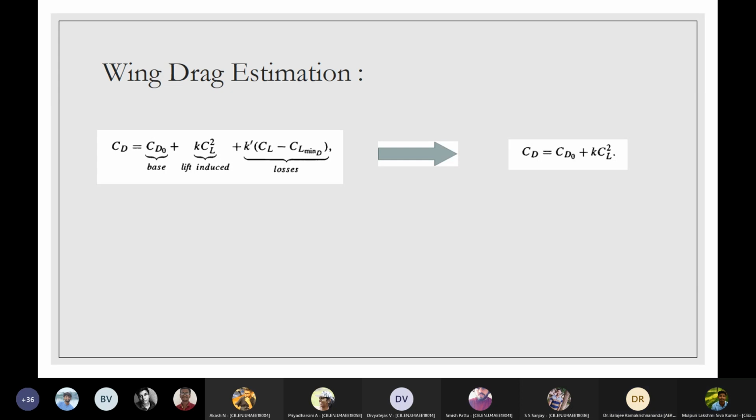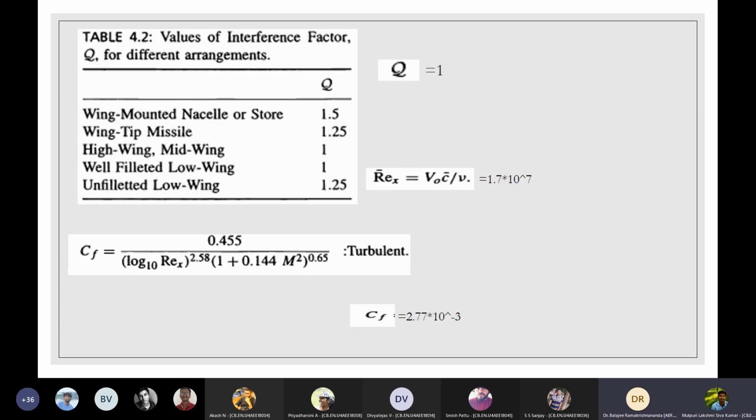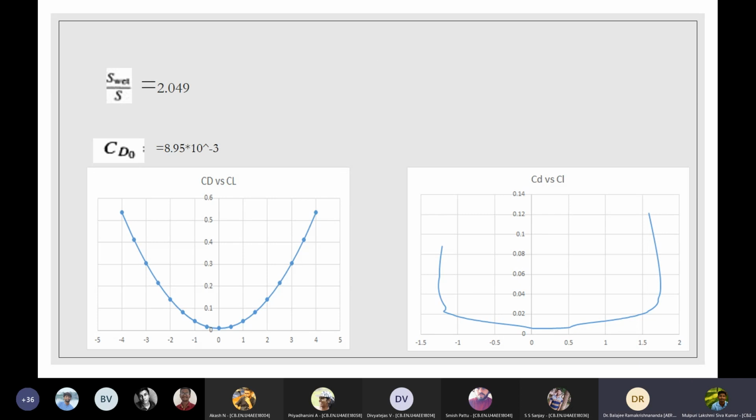Coming to the wing drag estimation, as we chose the CL to be in the drag bucket, the drag would be reduced to this. From the formula, we can find the F factor, sir. I got 1.5767. And as we have a low wing, Q is taken as 1, sir. I have found the Reynolds number. CF you have found. CD naught is 0.00895.